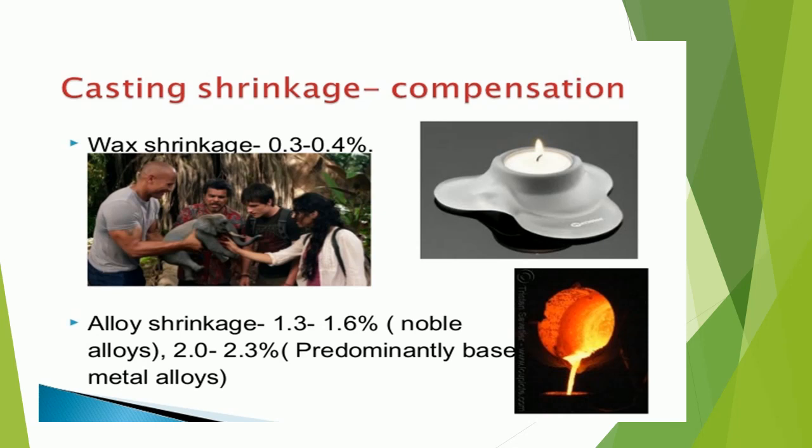And the noble alloys are basically those alloys. I'm sure you know the noble metals: gold, platinum, palladium. So in that, the shrinkage is about 1.3 to 1.6%.